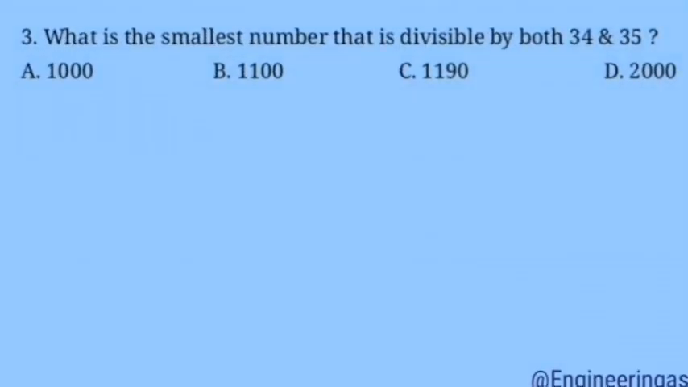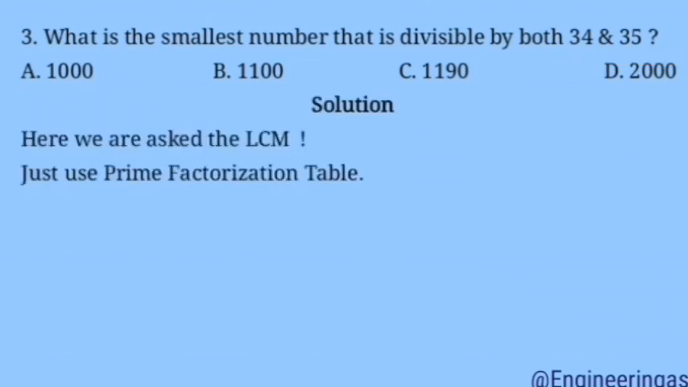Smallest number that is divisible by 34 and 35. We are asked the smallest number that is divisible by number 34 and 35. Okay, here we are asked the LCM. This means the smallest number that is divisible by number 34 and 35. This means we are asked the LCM. We need to calculate the LCM.